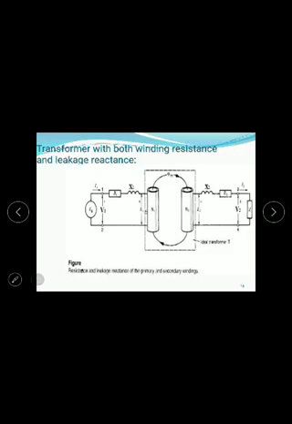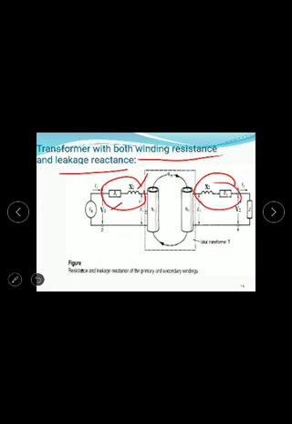The transformer with both winding resistance and leakage reactance. Here we have considered winding resistance and leakage reactance. This is the resistance and this is the reactance, and this is at the primary side and these are at the secondary side.